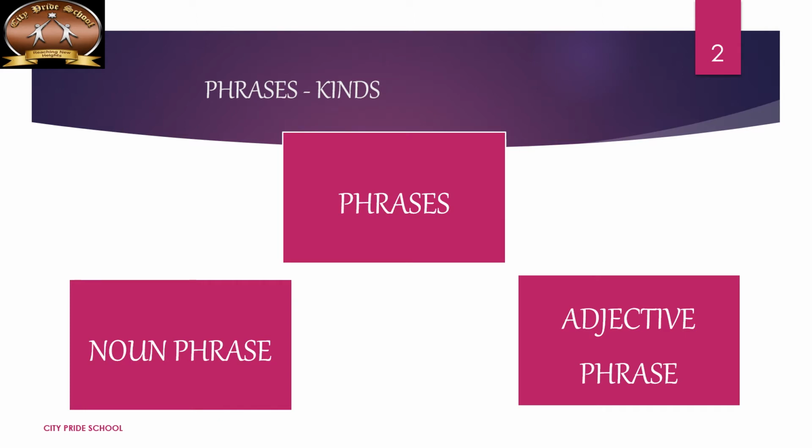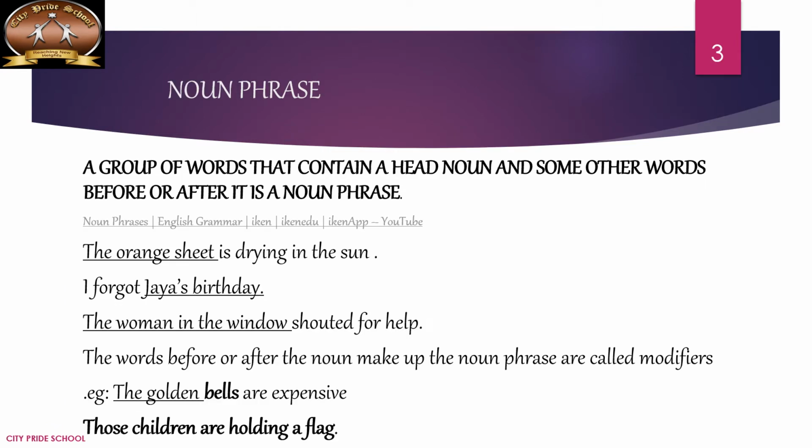We have seen that phrases are of two kinds, noun phrase and adjective phrase. We have also studied that a group of words that contain a head noun and some other words before or after it is a noun phrase. Example, the orange sheet is drying in the sun. I forgot Jaya's birthday. The women in the window shouted for help.